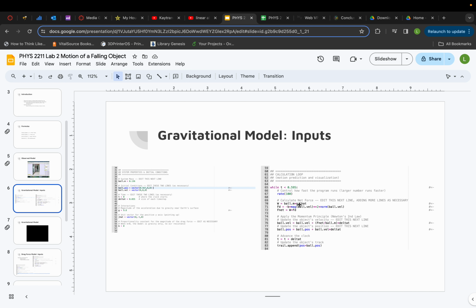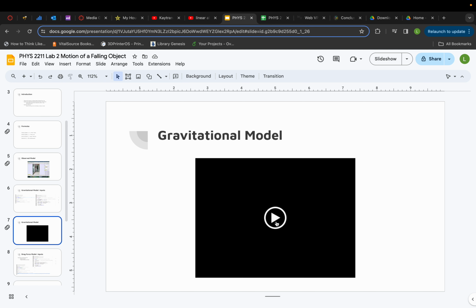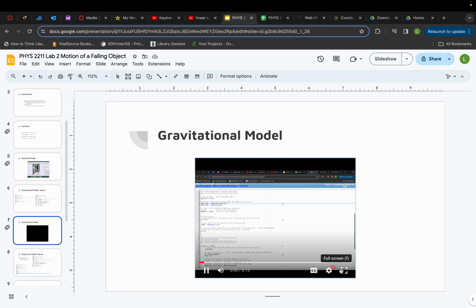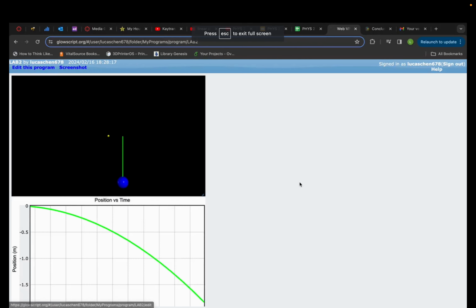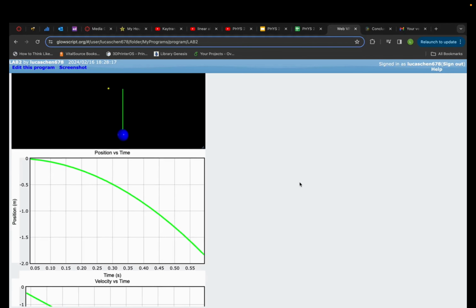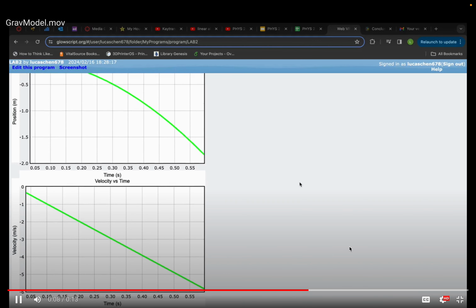Next, for the calculation loop, we change this value to represent how much time passes during the course of the object falling, and these formulas come from the velocity update formula. And here we can see, once all these values are plugged in, we get a pretty similar trajectory to what was shown in our observable model.